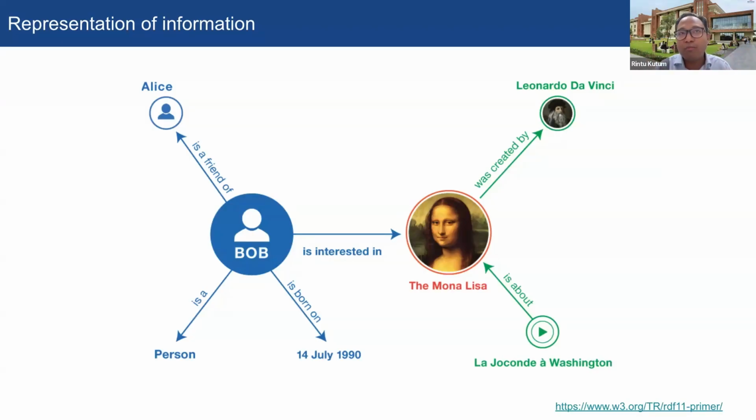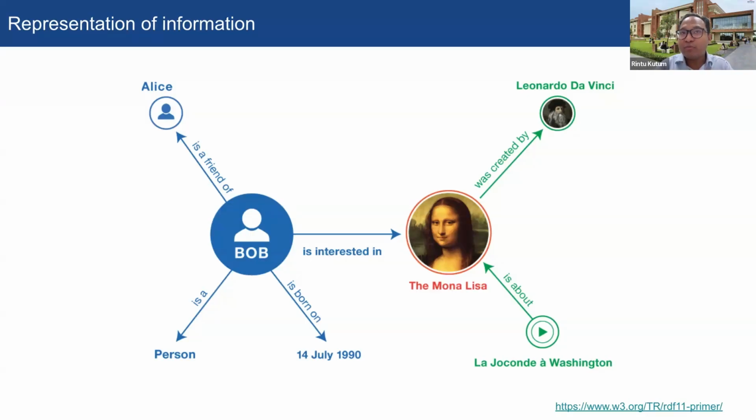For example, Bob might have additional information, such as having a friend, for example, Alice. And we can have the relationship "is a friend of" Bob. Likewise, Bob is also a person, so we can keep that information in the form of a relationship, Bob "is a person," which is another piece of information for Bob.